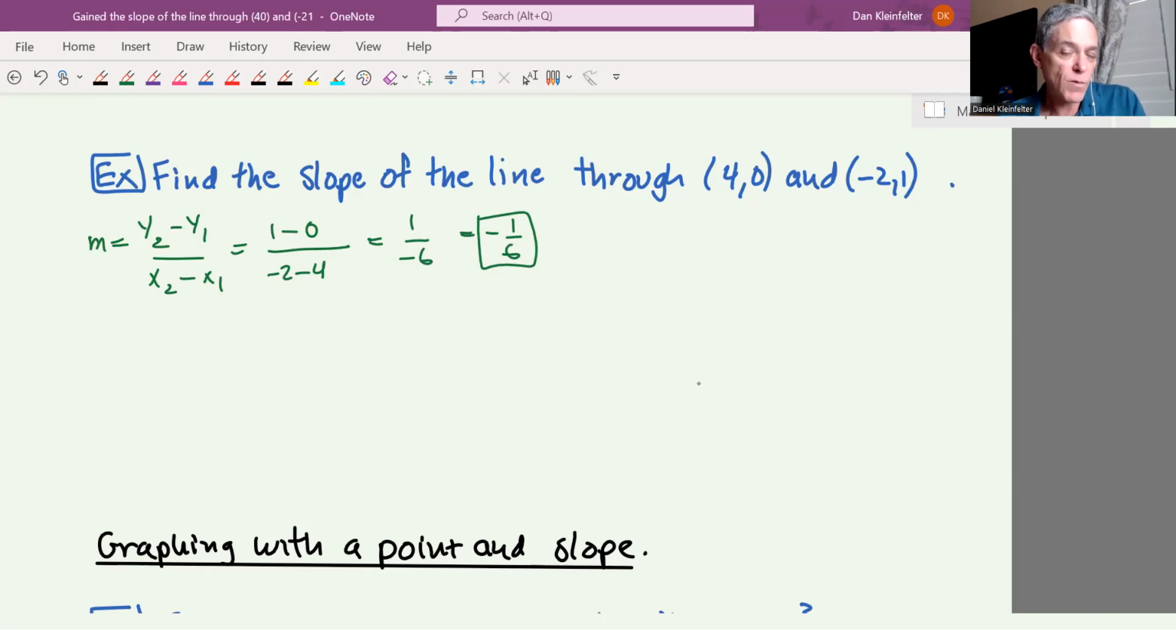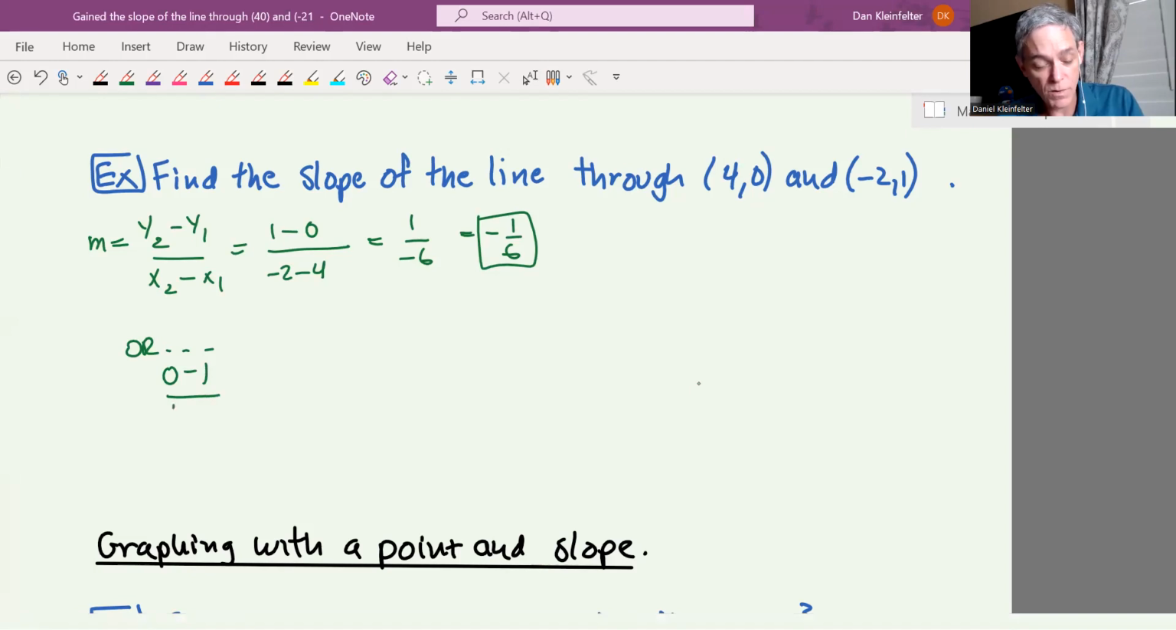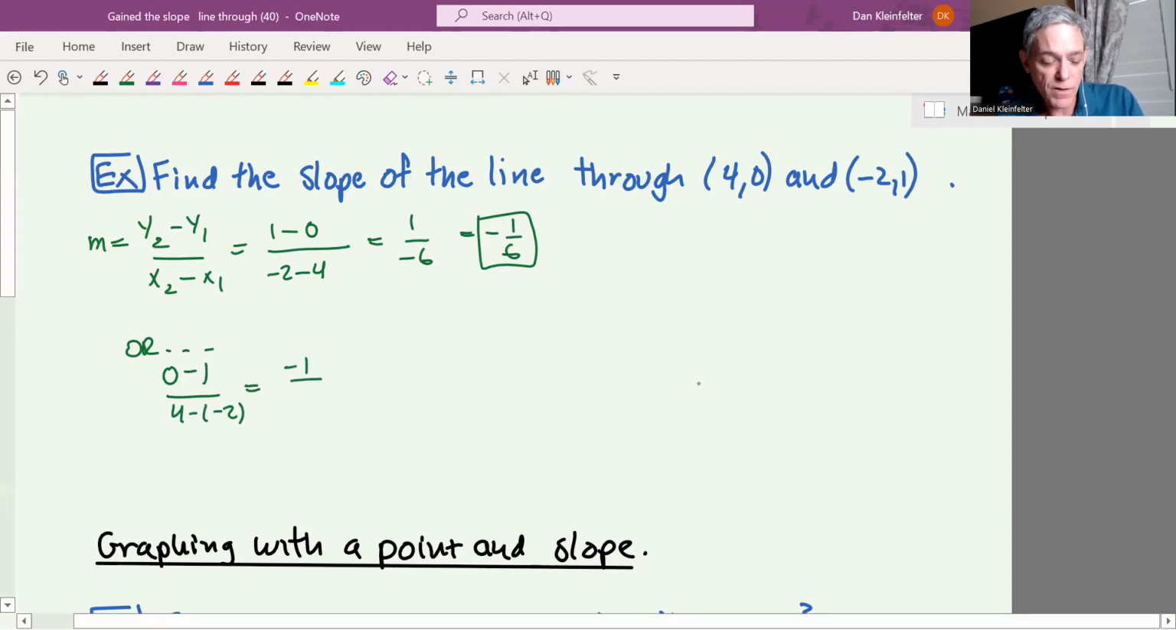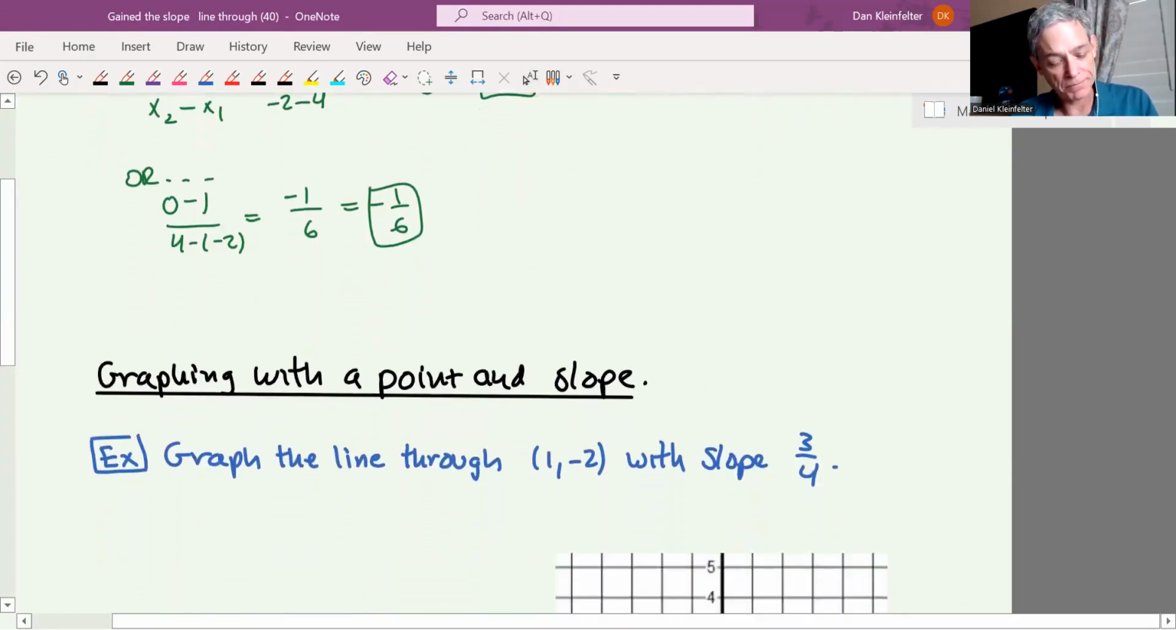Okay, let me show how the work looks if you made the other choice. So this would have been 0 minus 1. If you went left to right, up top you'd have 0 minus 1, and then 4 minus -2. You've got to watch out for those double negatives, but you would still have ended up with -1/6. Okay, so that's calculating the slope of a line.